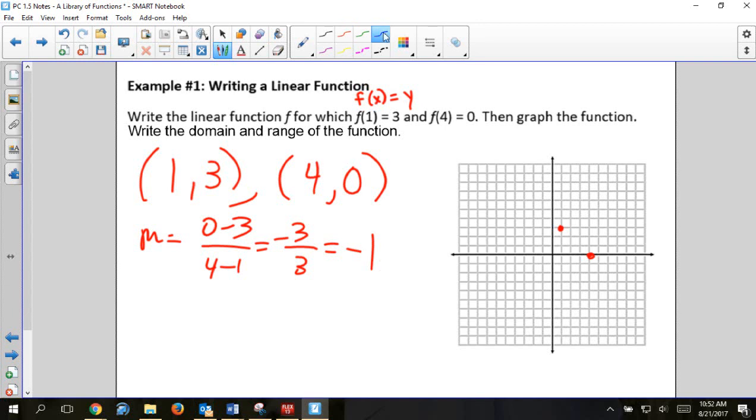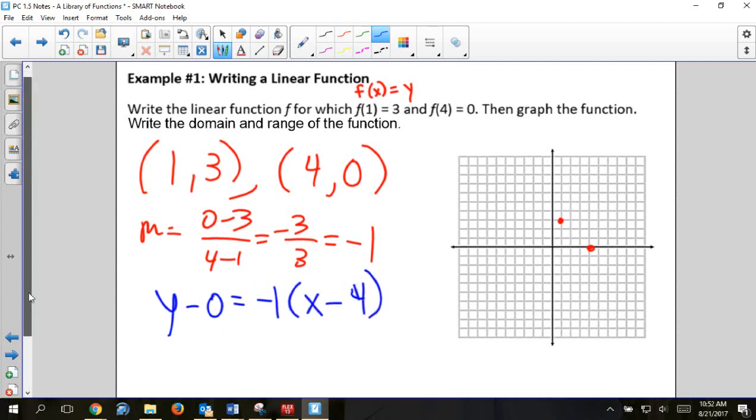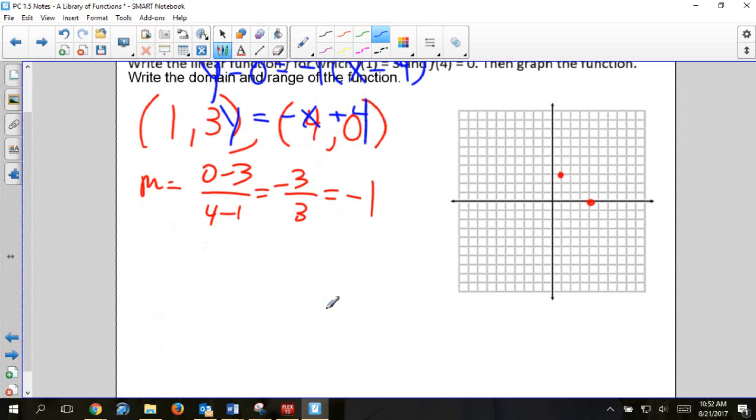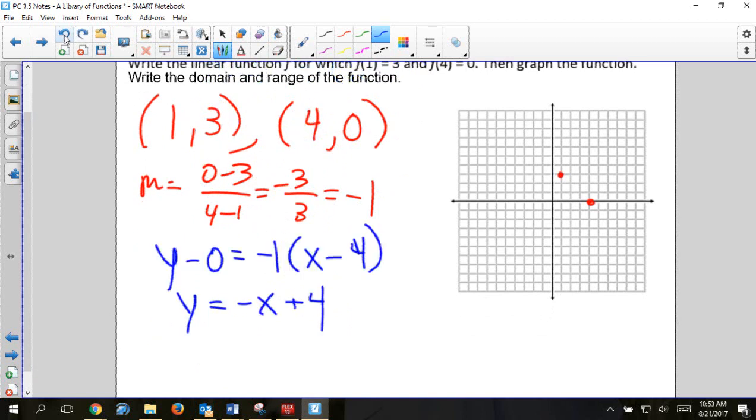So we're going to do point slope form. We'll do y minus, I'm going to use the second one, 0 equals our slope, negative 1 times x minus 4. And I already have y equals, distribute, negative x plus 4. And then they want a function. So they don't want y equals. We're going to write f of x equals negative x plus 4.